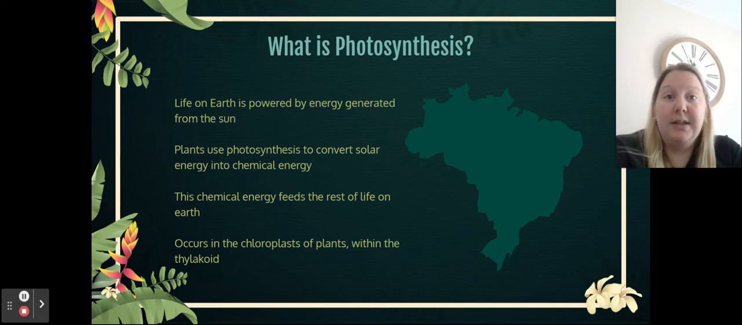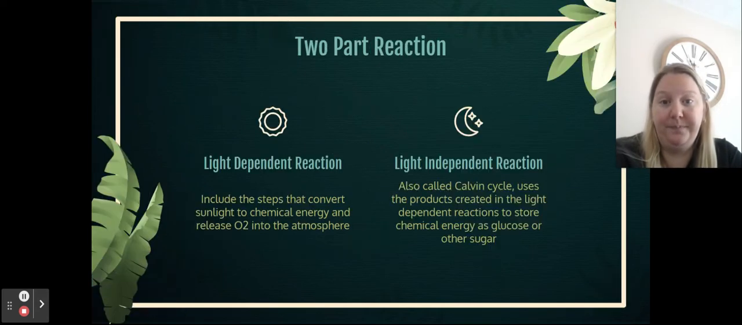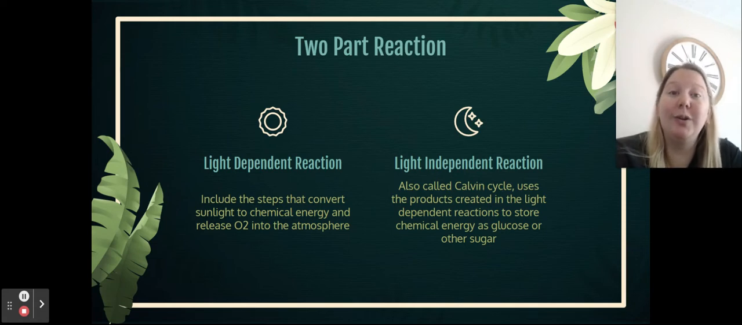Plants use photosynthesis in order to convert that solar energy into chemical energy. This chemical energy feeds the rest of life on Earth. It starts and occurs in the chloroplast of plants, and more specifically within the thylakoid. It's a two-part reaction. We have our light-dependent reaction that requires sunlight in order to take place, and our light-independent reaction, which can happen whether or not the sun is available.